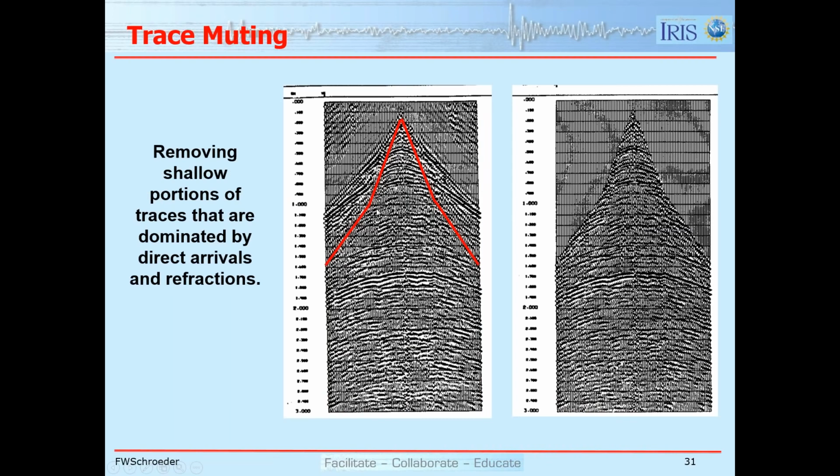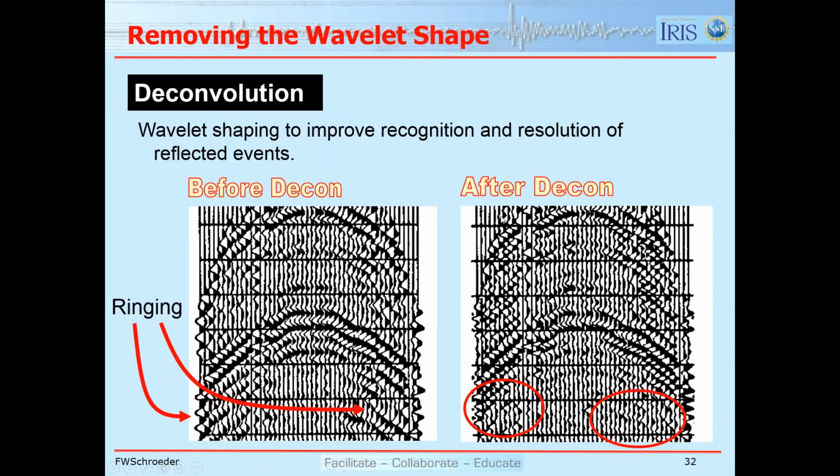What we typically do is apply a mute to take out areas where we have direct arrivals or refracted energy. And so we'll concentrate on the reflections, the hyperbola. So this is before the mute. This is after the mute. Then we would do a normal move out correction to flatten the hyperbola. And then we would stack to get information for a particular location XY.